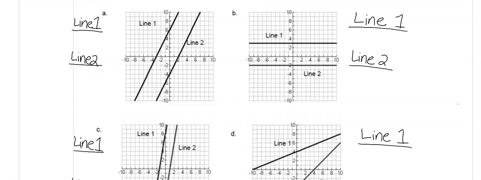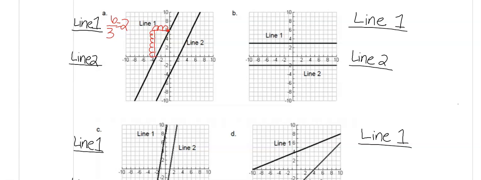So if we look at graph A, line number 1, we want to find our slope. So I'm going to find 2 points to use and do rise over run. So I'll use our x-intercept point and our y-intercept point for line 1 and create my triangle. So we go 1, 2, 3, 4, 5, 6 points we are rising, and we're running to the right 1, 2, 3. So when we simplify this, 6 over 3 is equal to 2. So our slope of line 1 is 2.